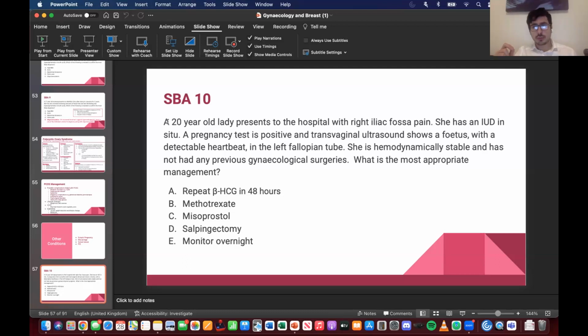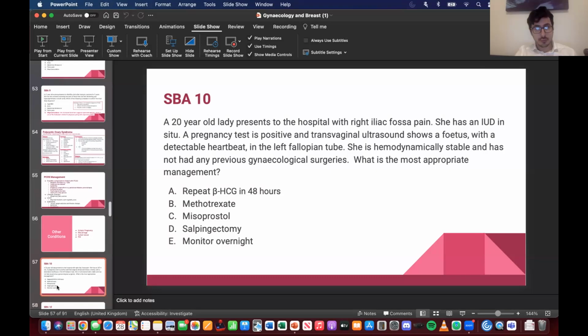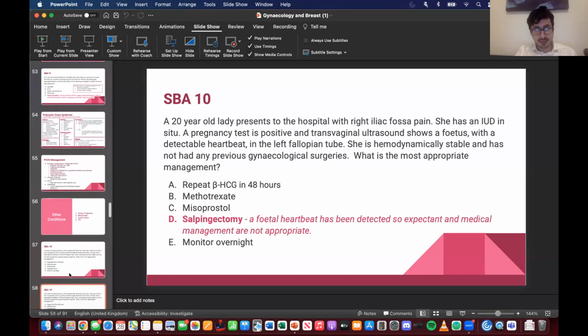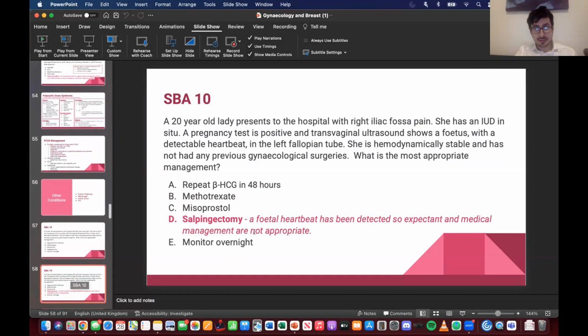So there is a detectable heartbeat. Therefore, we'd go for a salpingectomy. We can't do expectant management. We can't do medical management because there is a detectable heartbeat. So we have to do surgical management, which is removal of the fallopian tube.